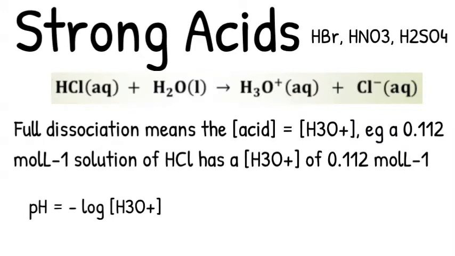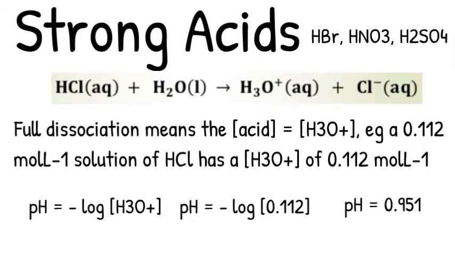We now need to use pH equals negative log of H3O+, and in this case we substitute the 0.112 in, so negative log of 0.112. And our answer comes out at 0.951. No units, 3 significant figures, and a reminder that we should check our answer to make sure it makes sense. 0.951 is a nice low pH for an acid, so that seems about right.